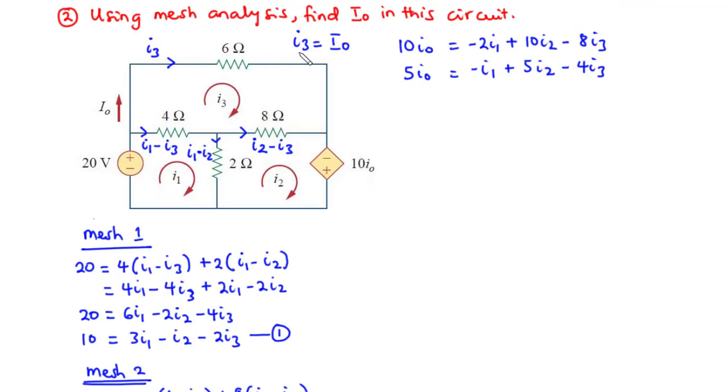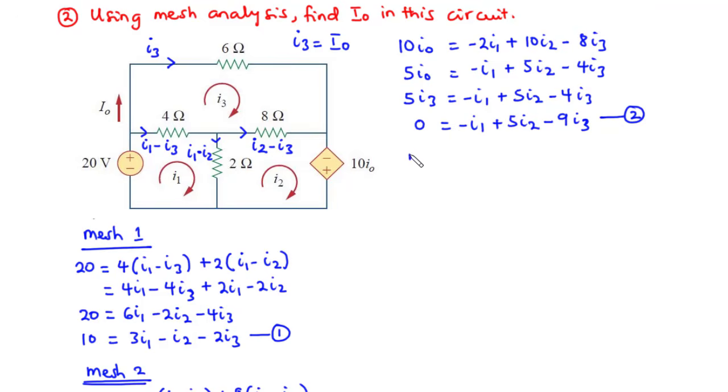Now notice that I3 is equal to I naught. So let's try to do away with I naught. So we substitute I3 in place of I naught. So that becomes 5I3 equals negative I1 plus 5I2 minus 4I3. Now we can transpose 5I3 to the right hand side. So that becomes 0 equals negative I1 plus 5I2, and then negative 4 minus 5 becomes negative 9I3. So let's call this equation 2.